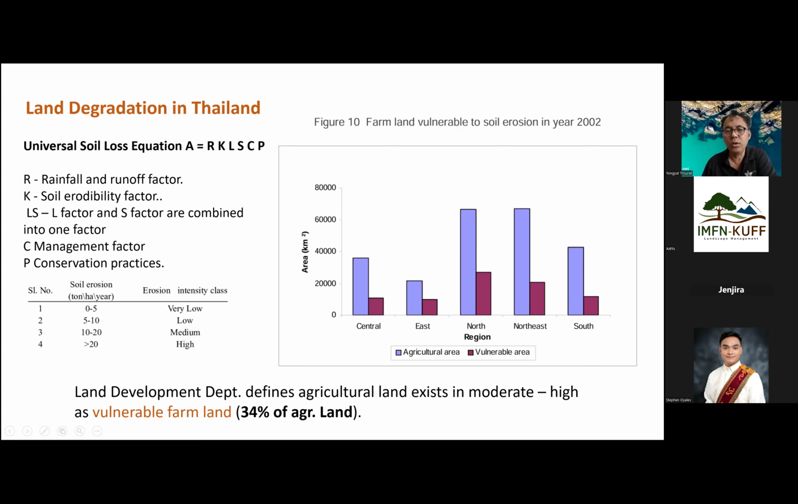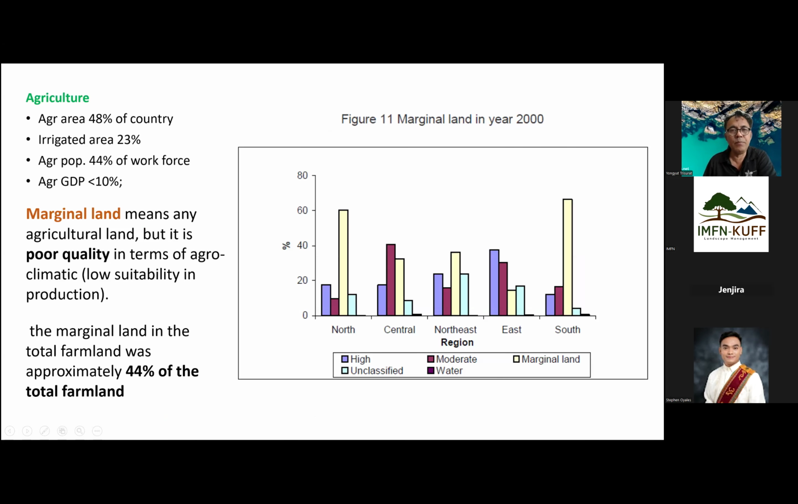the percentage is quite low compared to the north, where we have mountainous areas, and the northeast, because most of the area is covered by what's called sandy loam or loamy soil. So the soil texture has high soil erodibility. And the second one is marginal land. Marginal land means agricultural land that has low productivity or is not suitable for agriculture.